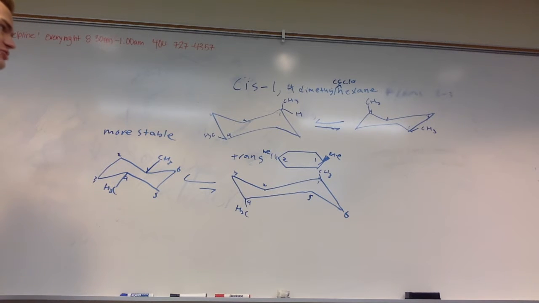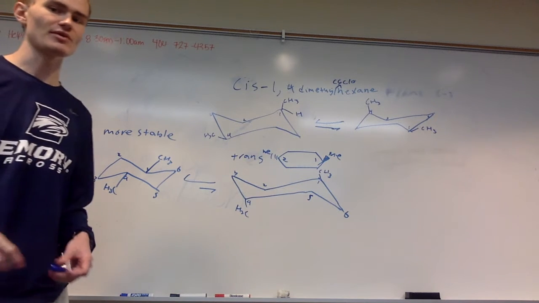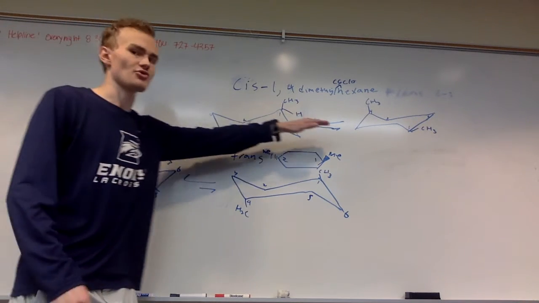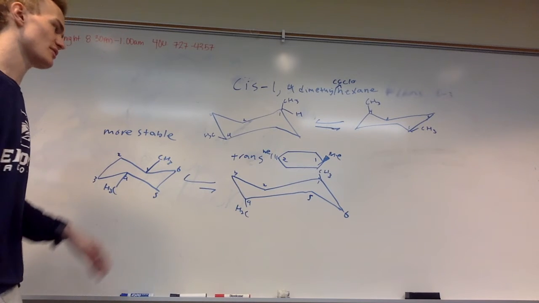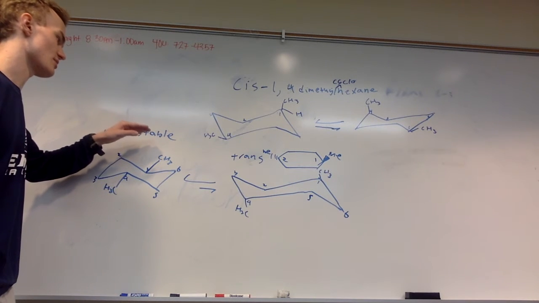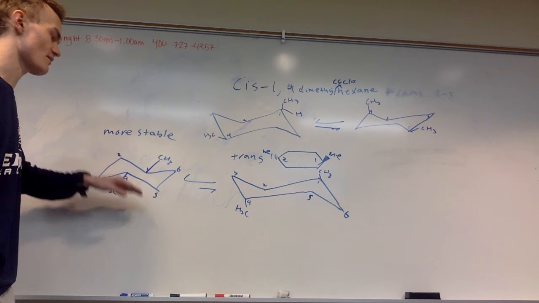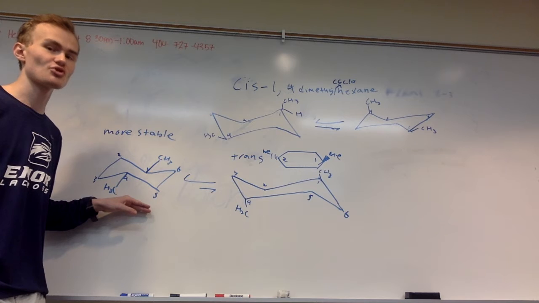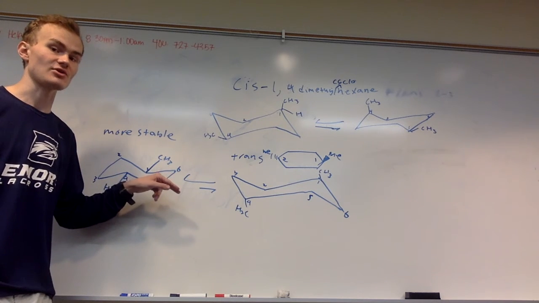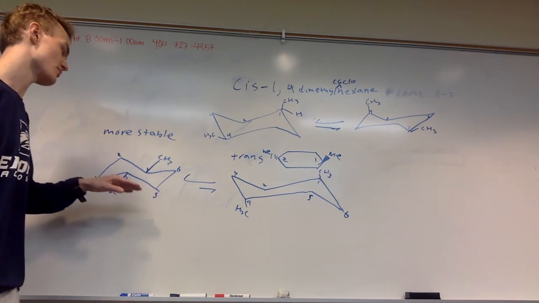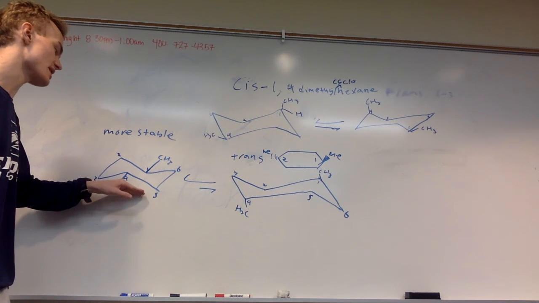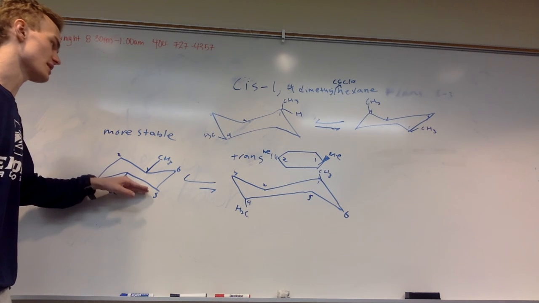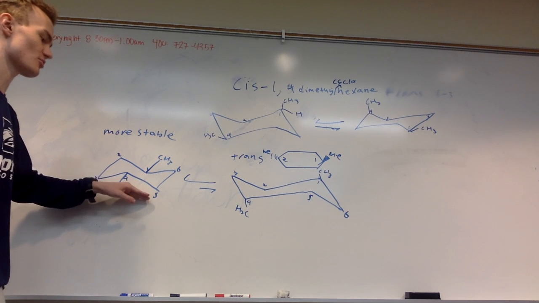So now we can clearly state that when we look at the cis version, both chair conformations are equal, but then when we look at the trans version of this, in which we have a very stable conformation, we now know that trans is more stable than cis for this case. And specifically, we know that it's the right leaning trans 1,4 dimethyl cyclohexane.